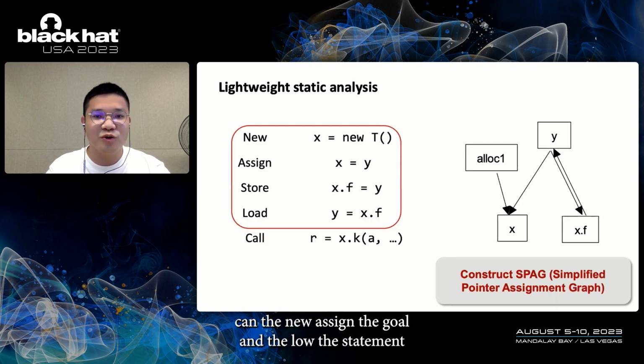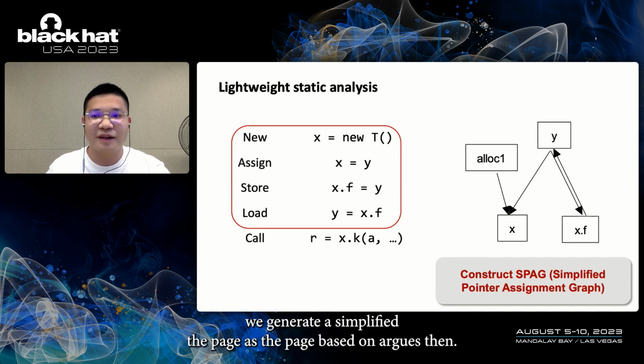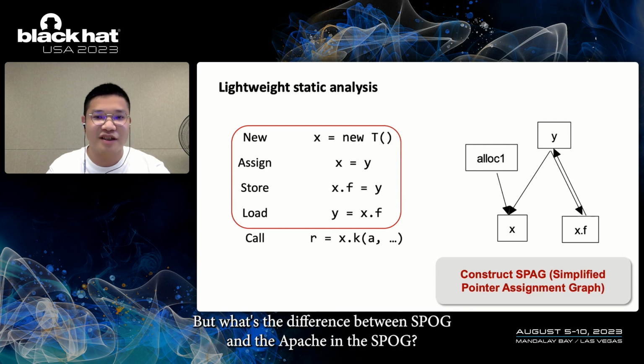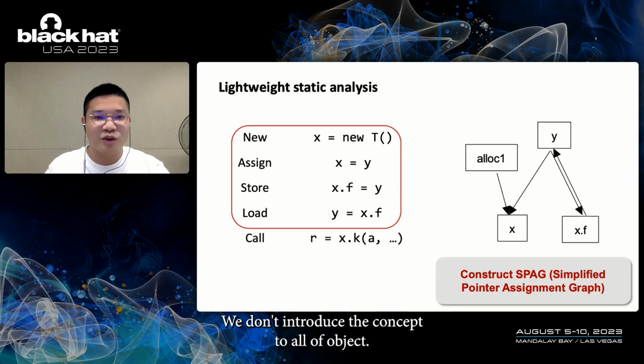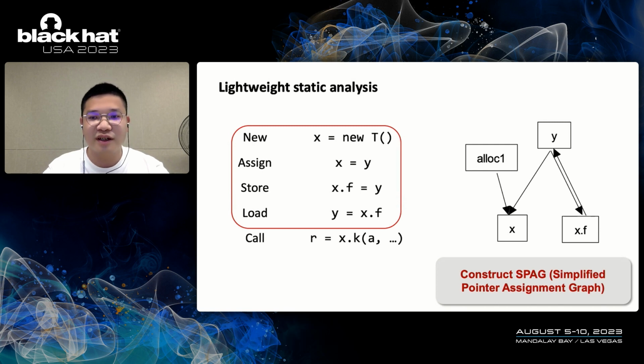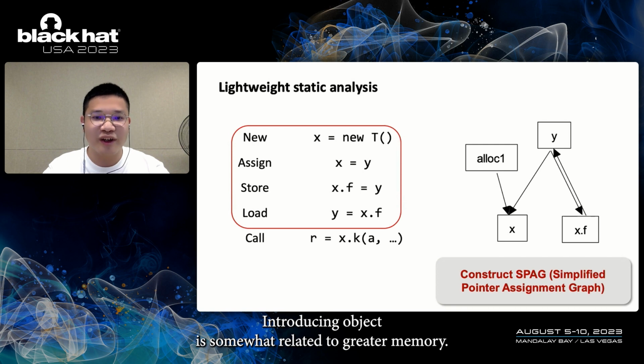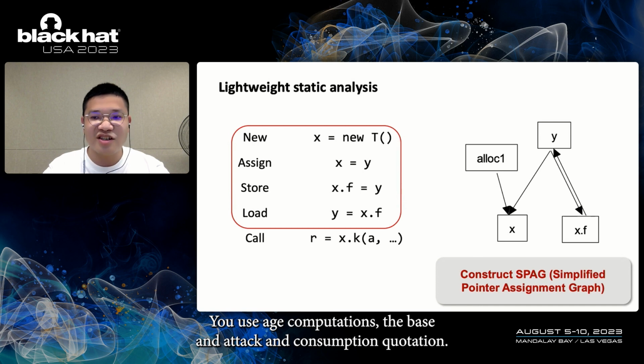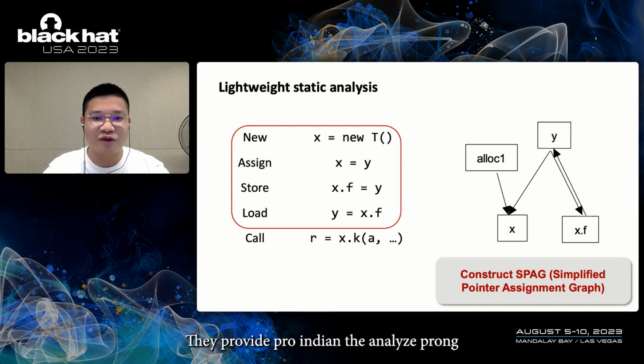First, we handle new, assign, store, and load statements. We generate a simplified PAG, SPAG, based on these statements. What's the difference between SPAG and the PAG? In the SPAG, we don't introduce the concept of object. This is mainly for 2 reasons. Firstly, Java deserialization gadget chains are too long. Introducing objects would lead to greater memory usage, computation space, and time consumption, potentially preventing the analyzer from completing within the given time.